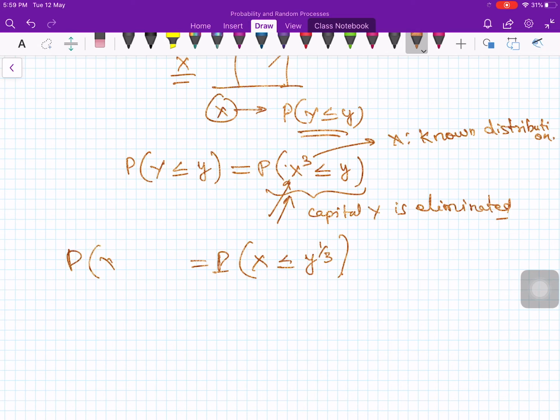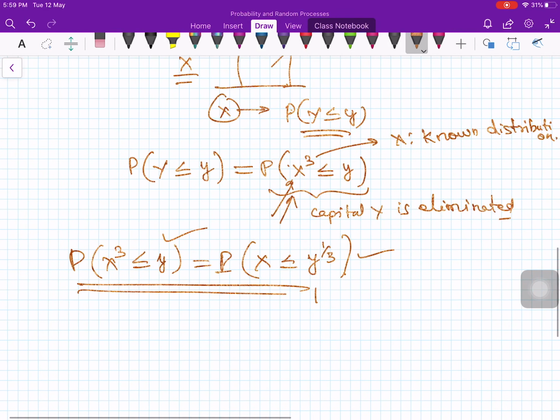Therefore P of x cubed is less than or equal to y. Both are the same, and this also the same, and this also the same. Now with a uniform distribution on 0, 2, what is the probability going to be? This probability, what is this probability going to be? It is the probability of being in the interval from 0 to y to the 1/3.